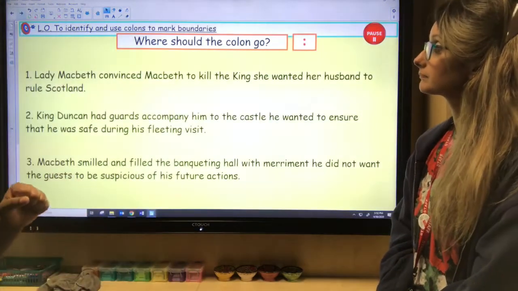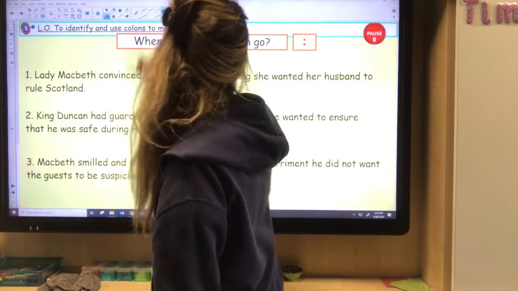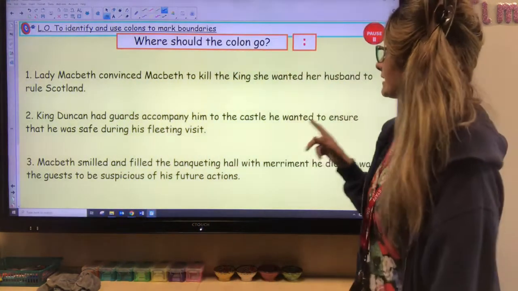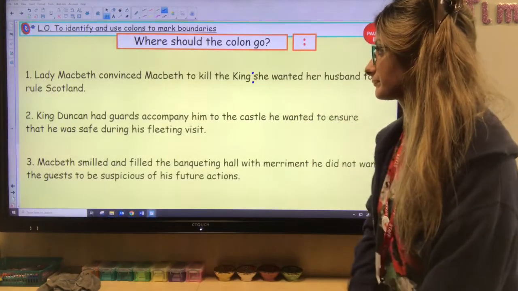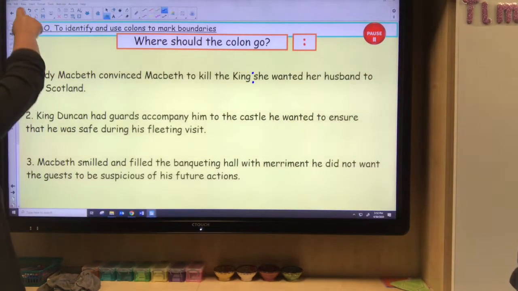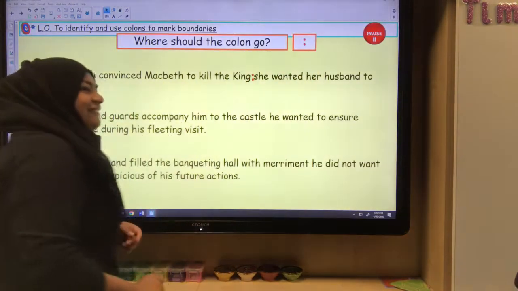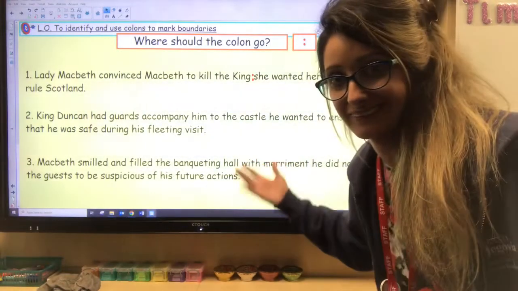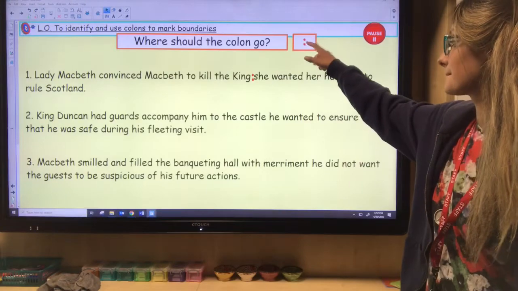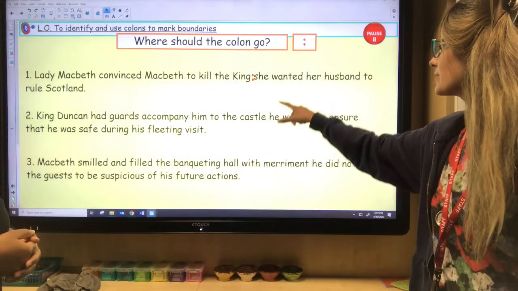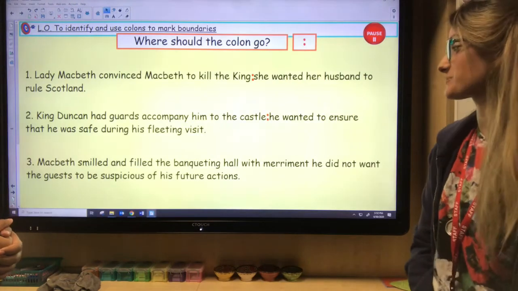Right, Mrs. Gale, are you ready? First one, where would it go? Okay, Lady Macbeth convinced Macbeth to kill the king because she wanted her husband to rule Scotland. So it goes here. It's an interesting way of writing your colons, Mrs. Gale. Drag the colon there. Okay, number 2. King Duncan had guards accompany him to the castle. Because, why, Mrs. Gale? He wanted to ensure that he was safe during his fleeting visit. Isn't that much better? Yeah, it is actually much better.